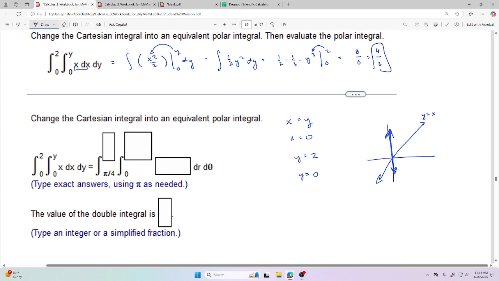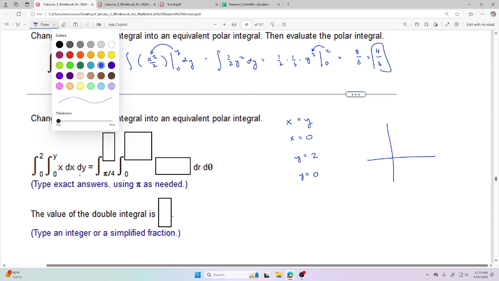You know what I need to do? I need to control Z. I'm going to use a different color.